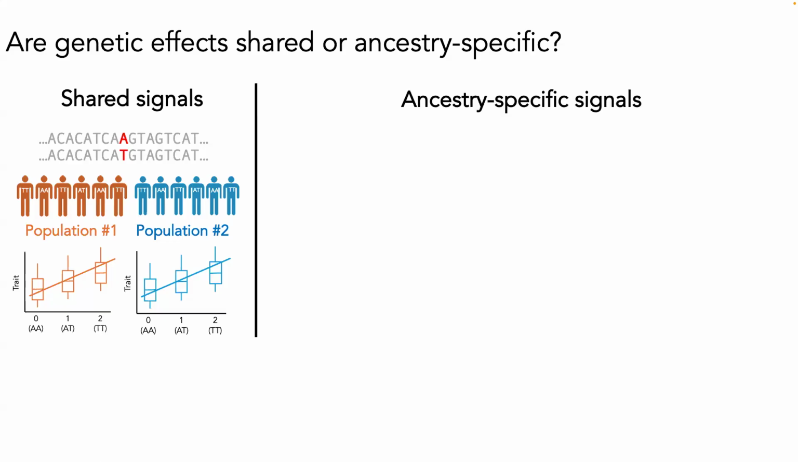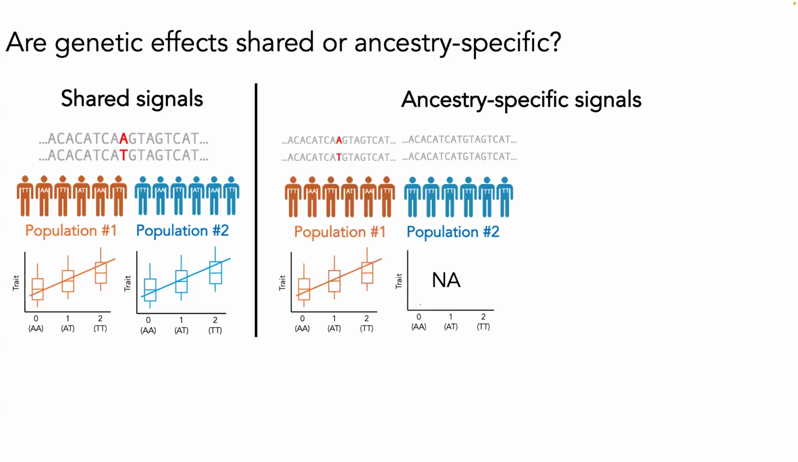But maybe there are also signals that aren't shared across groups. And what might those look like? Those can actually come in a couple of different flavors. One of the flavors is that we have a variant that is polymorphic in one population and has an effect, but that variant is just missing from another population that we're looking at. So there's just no chance for it to have an effect. This is a kind of trivial way that something can have an ancestry-specific signal.